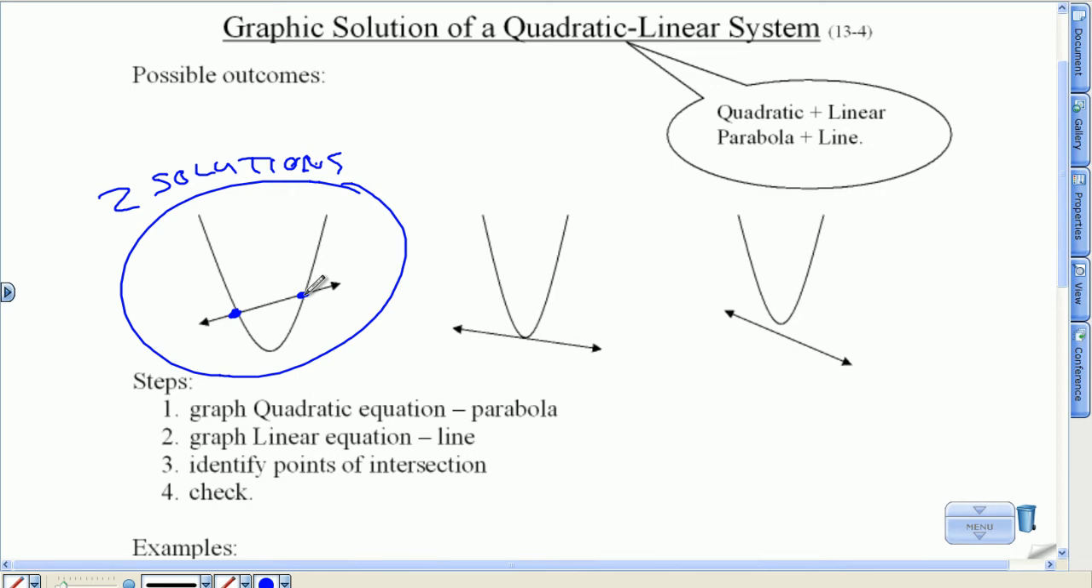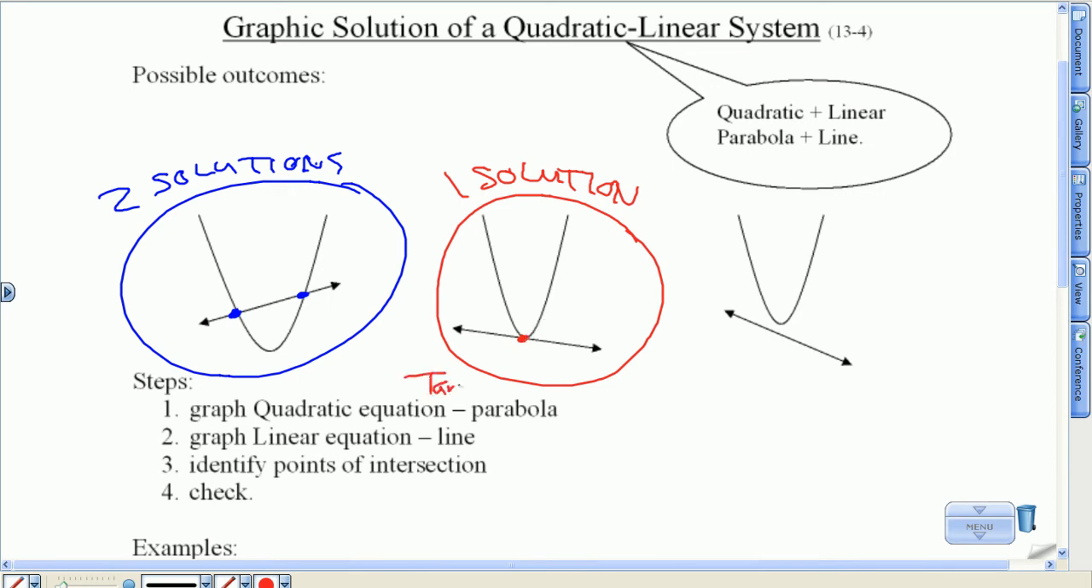Or, because of a cleverly designed system, the parabola and the line just kind of nick each other. They just touch. And there's one solution. So here you see the line does not actually go through the parabola, but it just touches it. And it looks like the turning point there, but it doesn't have to be the turning point of the parabola. It can be at any point. This is actually called a tangent line, and that's kind of a geometry concept, but that would be a nice extra credit question, a tangent line.